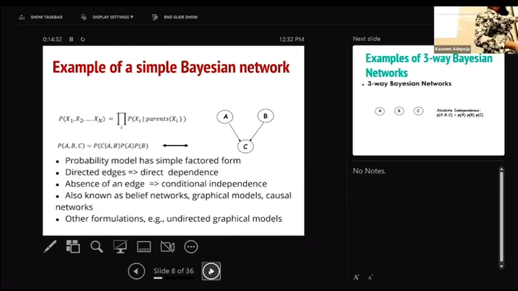Now, absence of an edge. There's an absence of an edge between A and B. Is there a connection between A and B? No. That's what we call absence of an edge. Now, and let me tell you this.